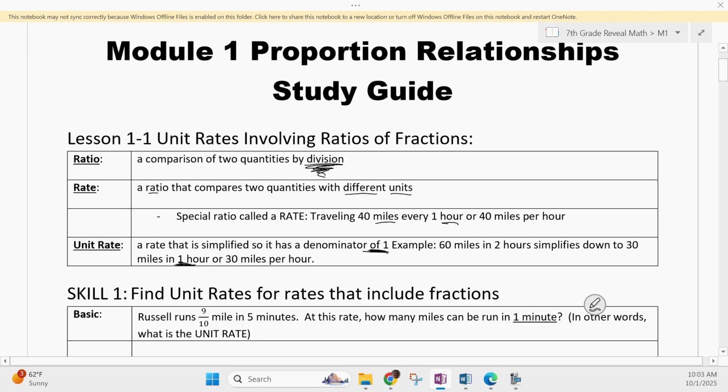All right, and this one, is this a unit rate? 60 miles in 2 hours? No, because it doesn't have a 1. So what's the operation we're using today? Division. Thank you, all one of you. Okay, we have to divide to find that unit rate. 60 miles divided by 2 gives us that unit rate of 30 miles per hour.